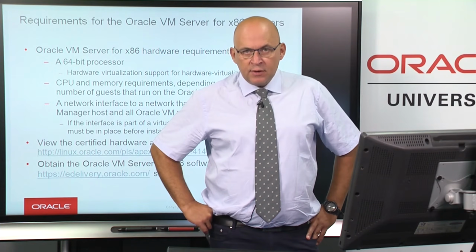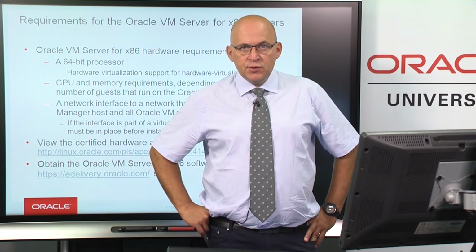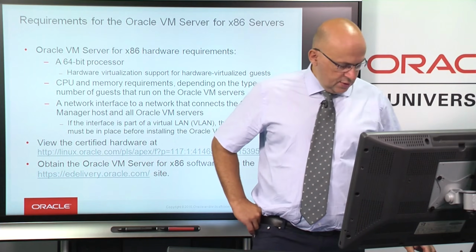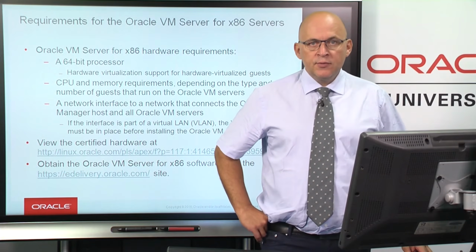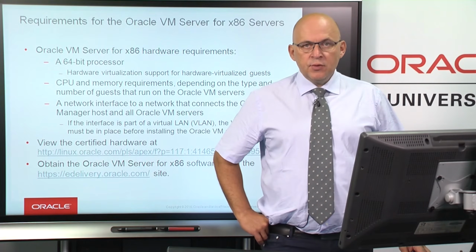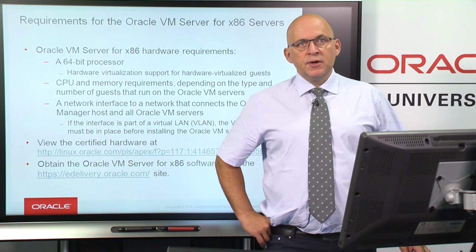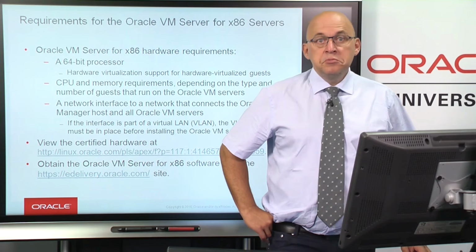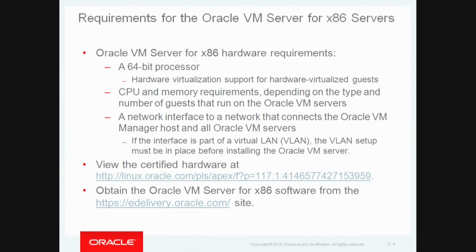If you have VLANs in your infrastructure, then in these cases the VLANs have to be created beforehand, and you have to know how to configure these VLANs with your OVS servers. Another thing you have to deal with is that you have to use certified hardware. For this, you have to check the support site about the kind of combinations that you can use, in order not to have issues during the installation or the operation of the software.